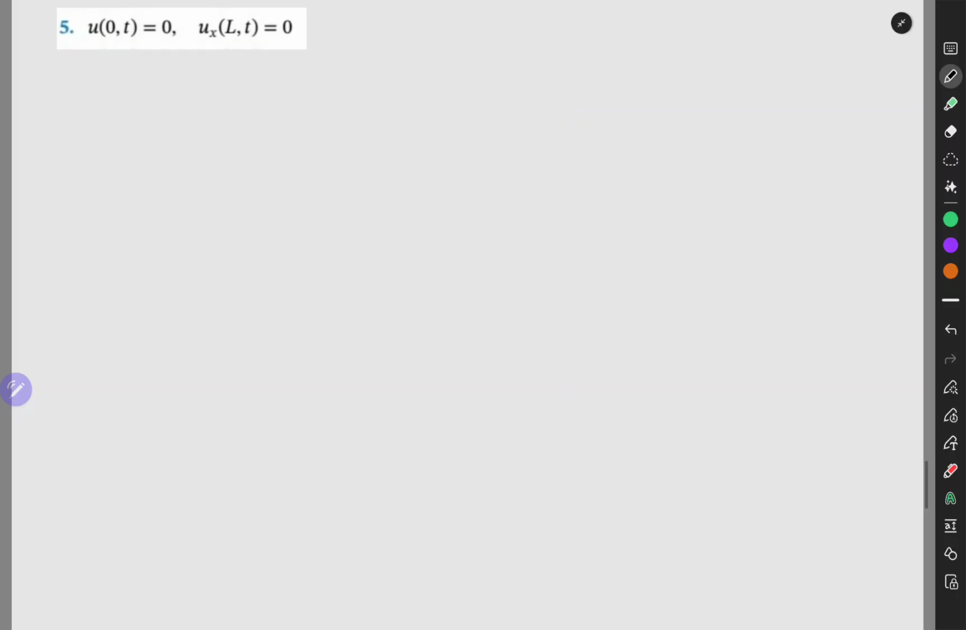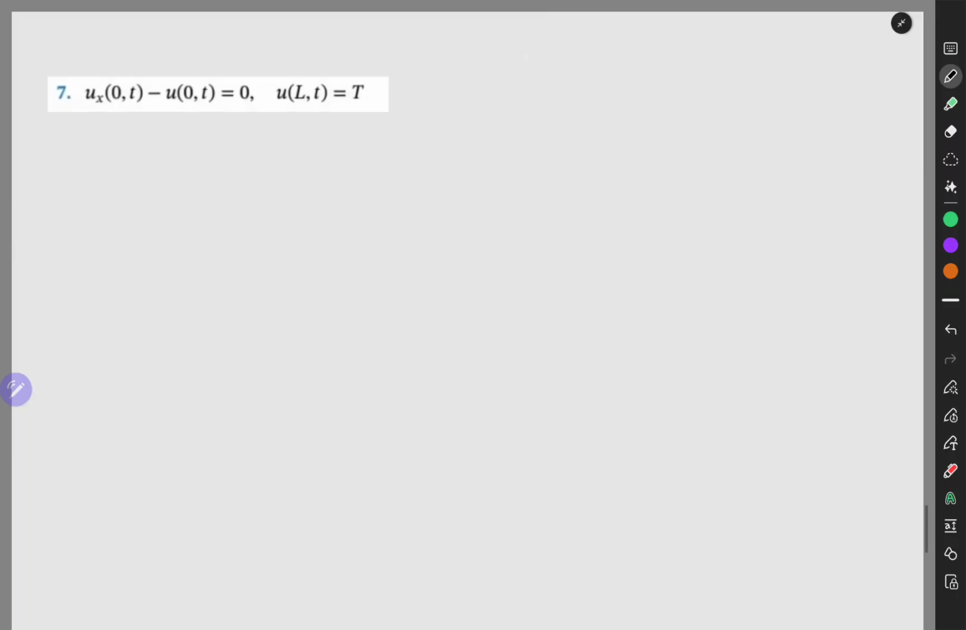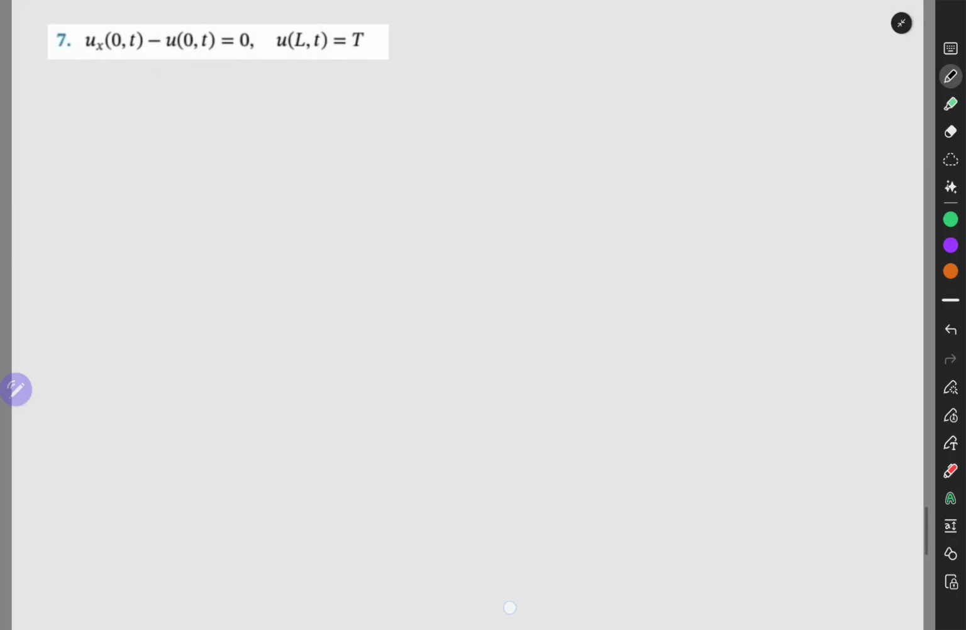Next case. This is the exact same thing, different ends. We can say the same thing, right? We know that now. We're starting to see the pattern here. Okay, we have what's called a Robin boundary condition, which is a mix between a Dirichlet and a Neumann. And we have a Dirichlet boundary condition. This is an interesting case.